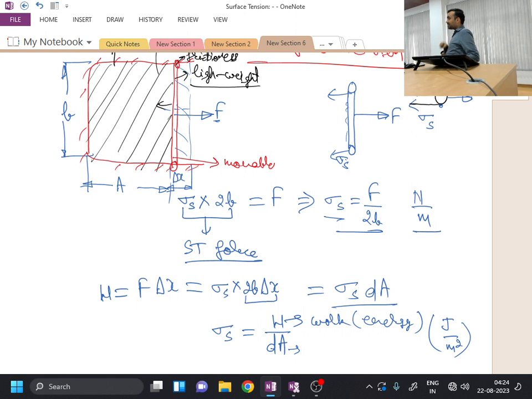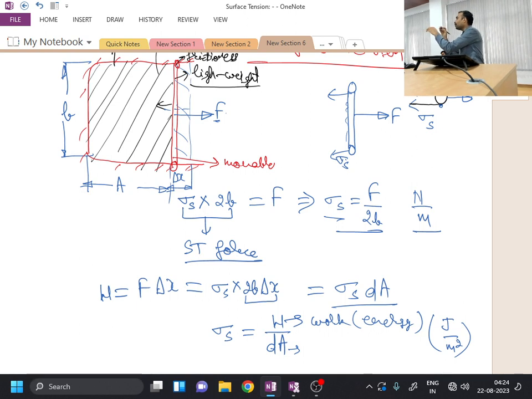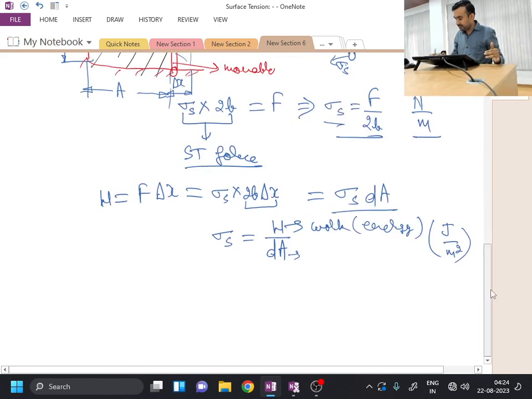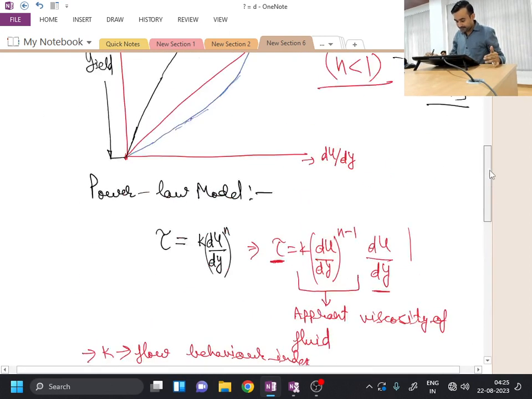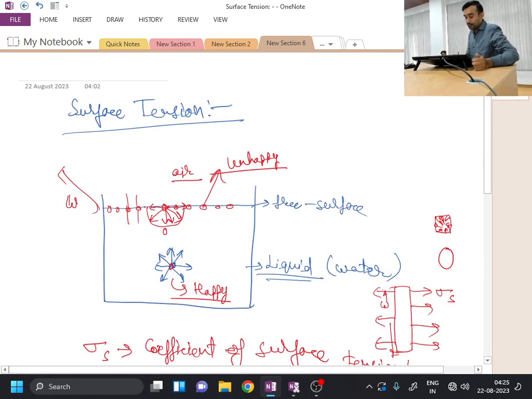Why do we need to invest the energy? We need to invest the energy because whenever we are creating a free surface, we are bringing the liquid from the core to the free surface, okay. And as I told you in the previous discussion, the molecule which is at the center or at the core is in a happy state, and the molecule which is at the free surface is in an unhappy state. So I am trying to pull this molecule.